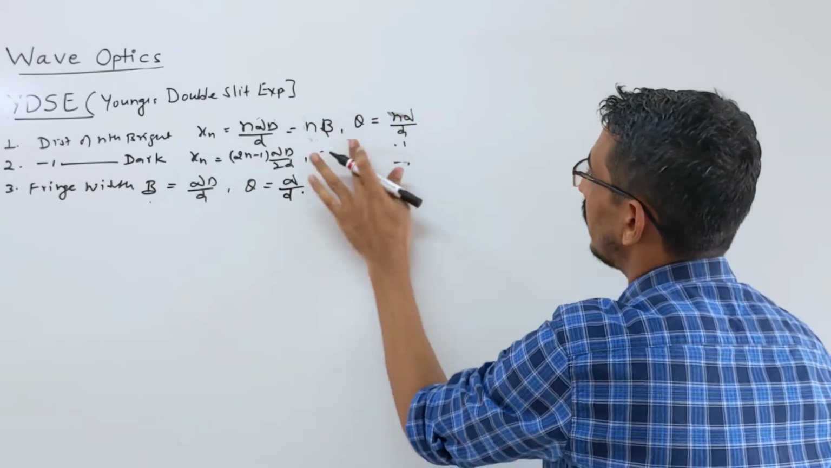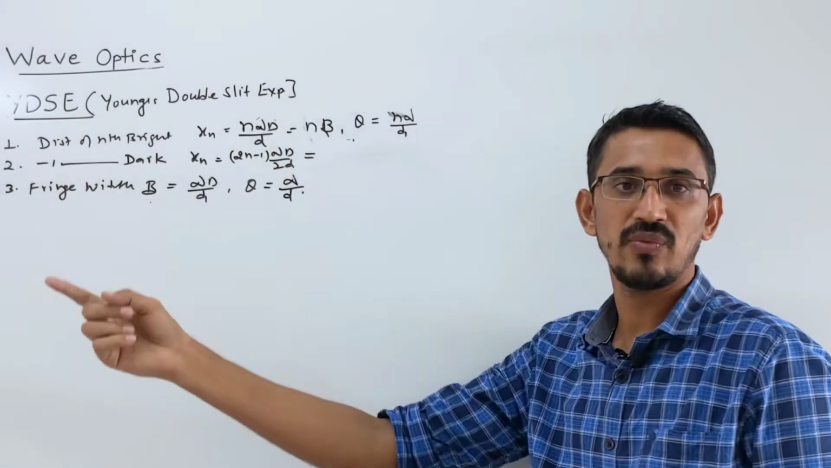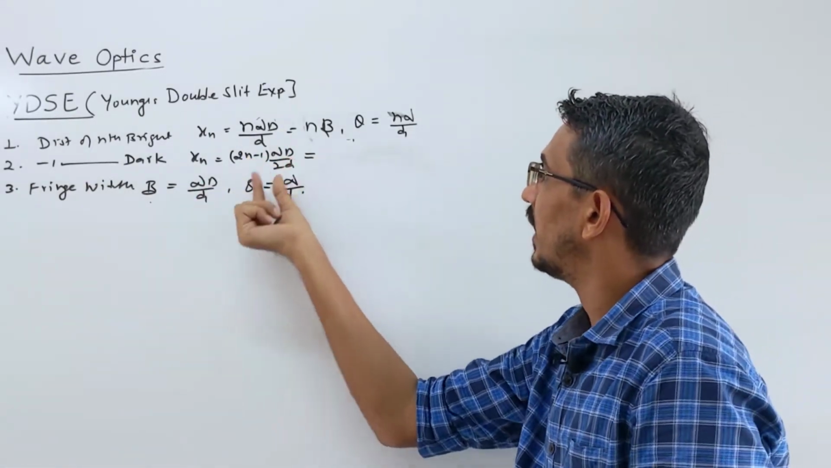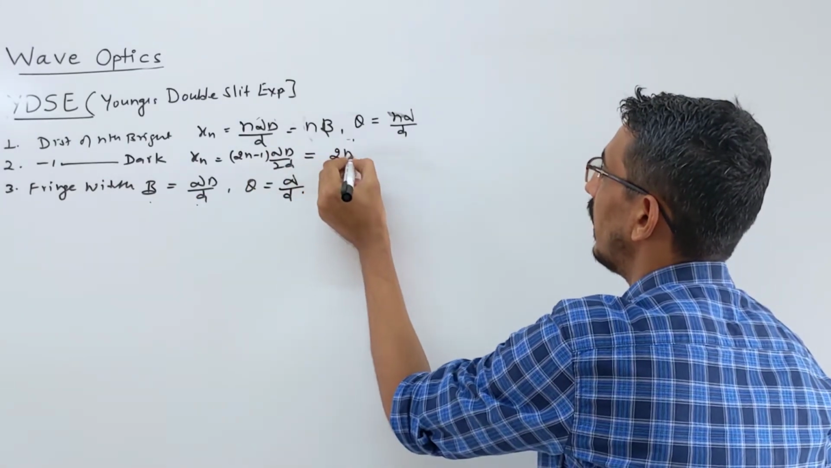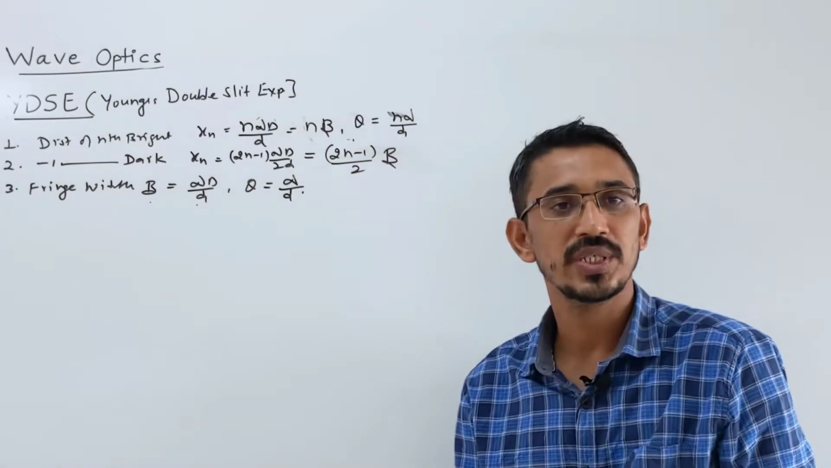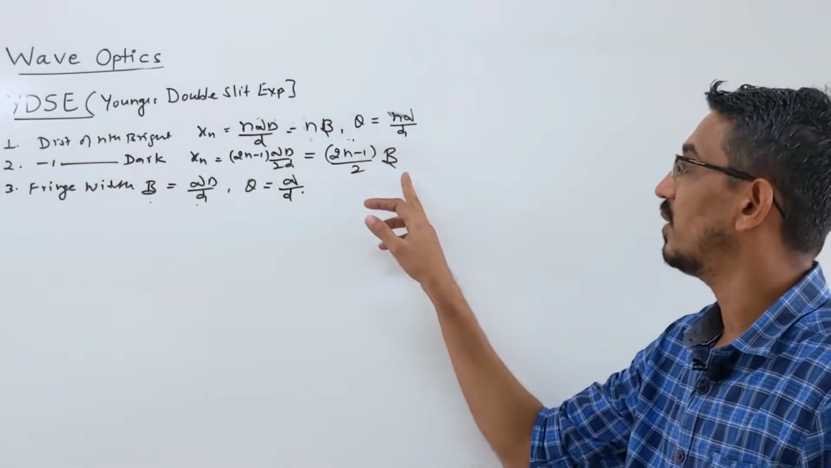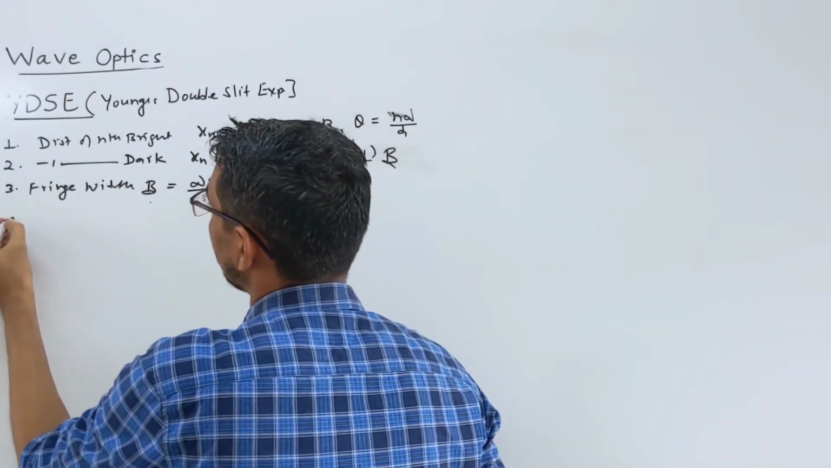Look here, same way. What is the distance of the nth dark fringe? This is one way. Then you write it in terms of fringe width. Lambda D by d is called fringe width. So what remains is (2n minus 1) by 2 into beta. This is your distance of the nth dark fringe in terms of fringe width. Clear?